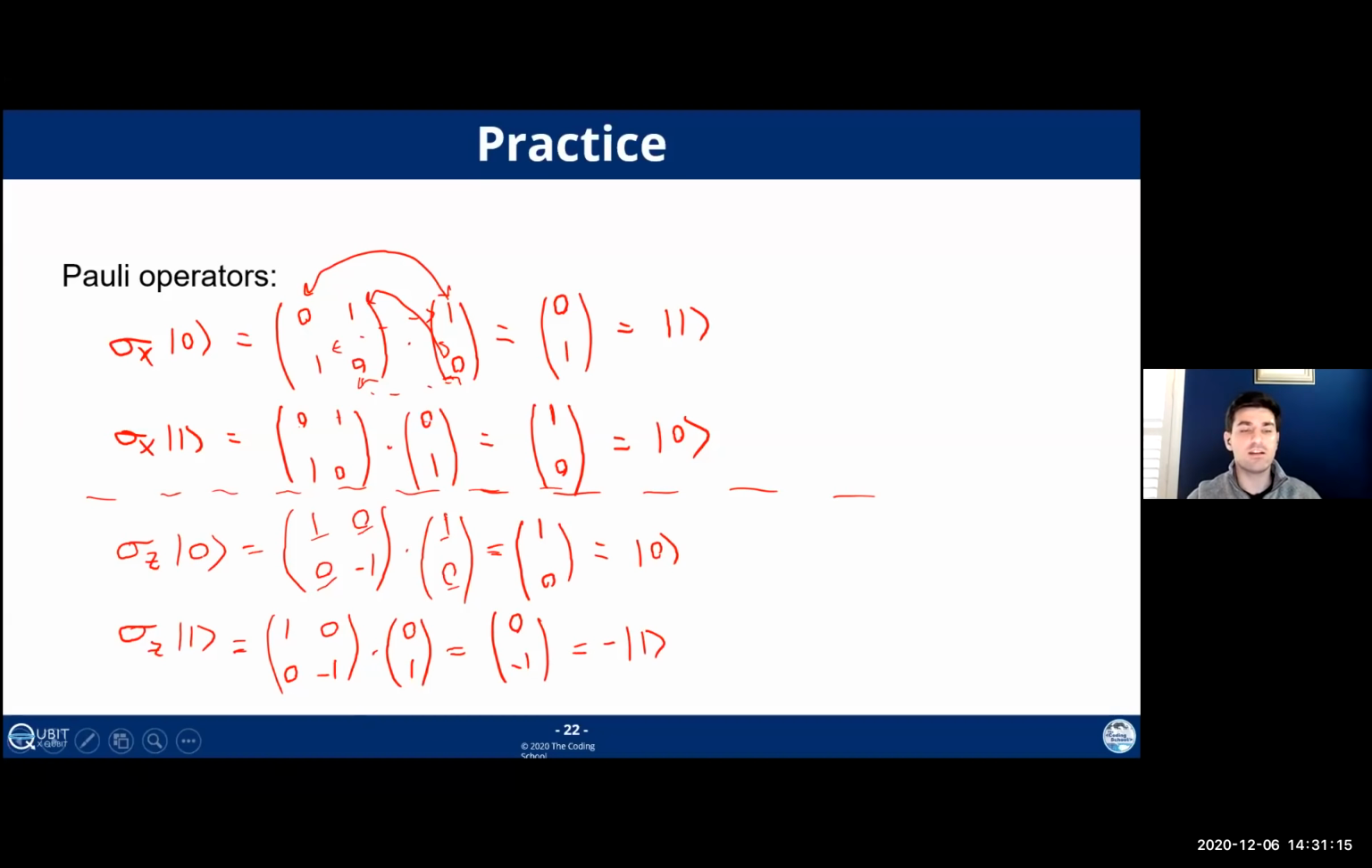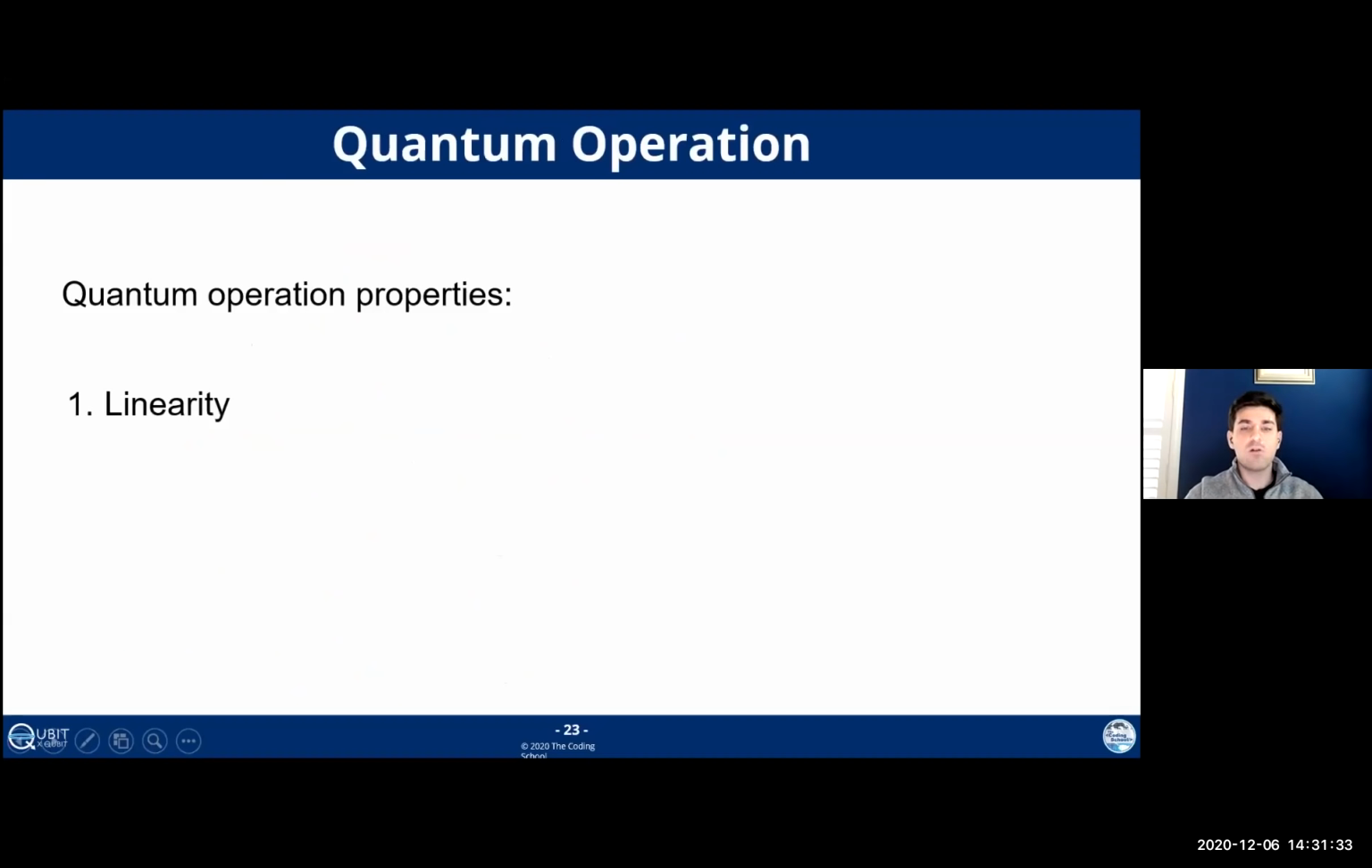So this was just to get a general idea of how these work, and it's fairly straightforward. When you apply these operators to a quantum state, it's as if it's just doing a vector matrix multiplication. That's all there is to it. Now, quantum operations have a few nice properties. And this linear property keeps coming back all throughout the math for quantum computing. So of course, the first one is that they're linear.